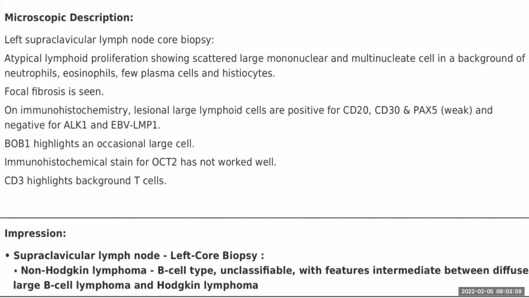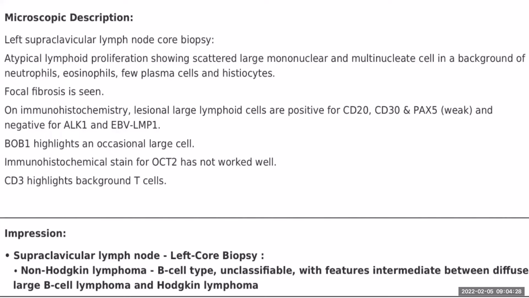CD20 is weakly positive. Positive where? CD20 is positive in the surrounding inflammatory infiltrates, and the cancer cells are positive for CD15 and CD30. Okay, so here, what have they written? They have written that large lymphoid cells are positive. They have not written about the small surrounding cells.